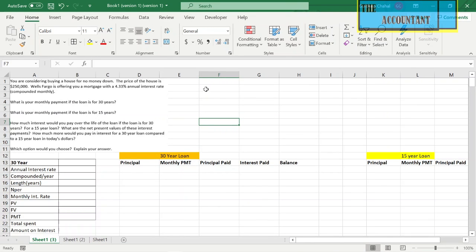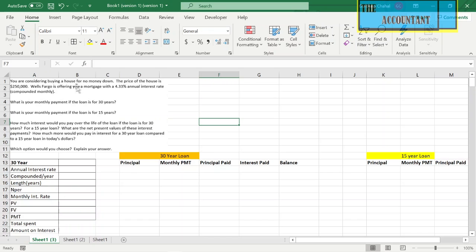So in this video, I'm going to show you guys how you can compare different mortgages, find out how much you spent on interest, and which would be the better alternative, as well as how to build your own amortization table. So let's start off with this question.